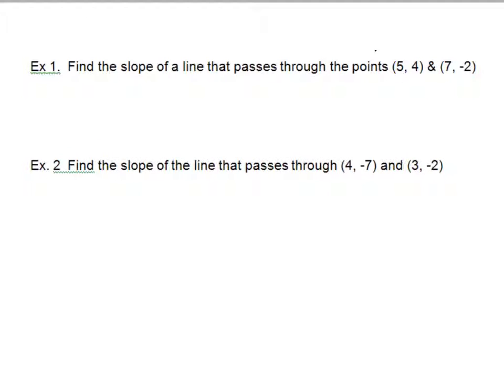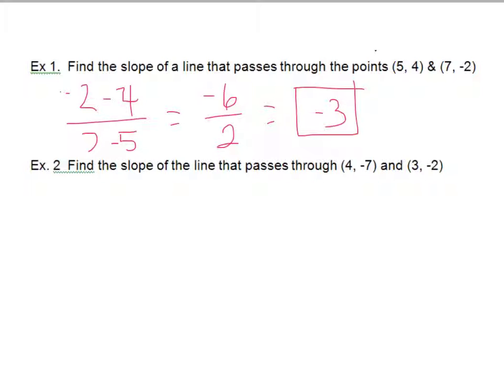Okay, example 1 says find the slope of the line that passes through those 2 points. So I'm just going to take -2 minus 4 all over 7 minus 5. So -2 minus 4 is -6. 7 minus 5 is 2. So -6 divided by 2 is -3, which is my slope. In this case, since it's negative, it's actually falling at a faster rate than it's running. So it's a little steep.